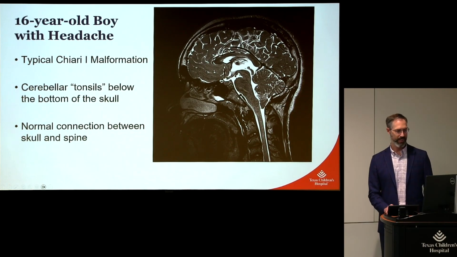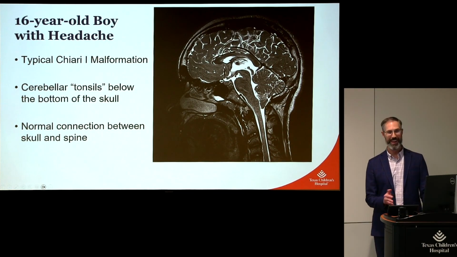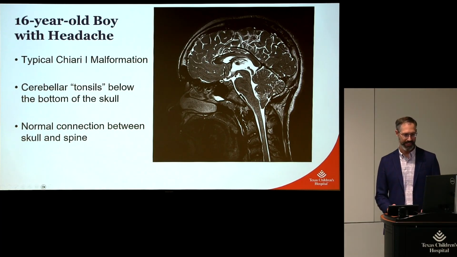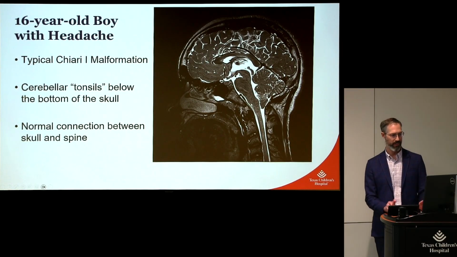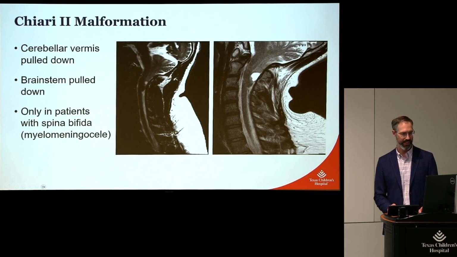And this is a patient with Chiari, a 16-year-old boy with headaches in the back of the head with activity, or coughing or sneezing. So this is a typical Chiari malformation. You can see the cerebellum here is not rounded, however, it's pointed. And part of the cerebellum goes below the bottom of the skull, which is here. Anytime more than a few millimeters of cerebellum is below the bottom of the skull, we call this Chiari malformation. Now, this patient has a normal connection between the skull and the spine, and this is important when you see some pictures in a few slides.